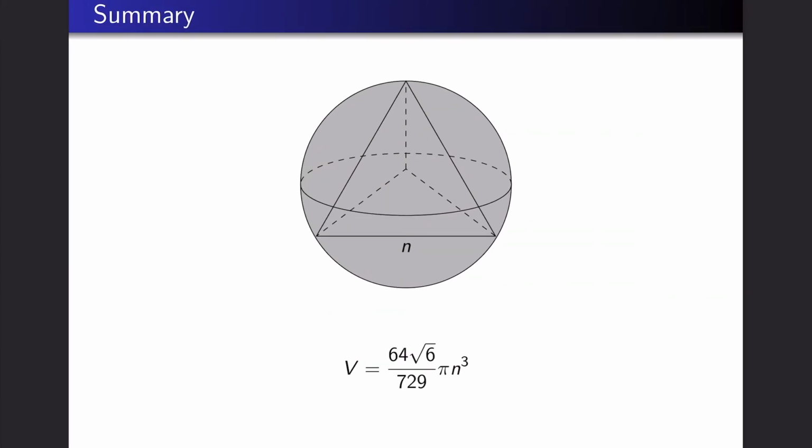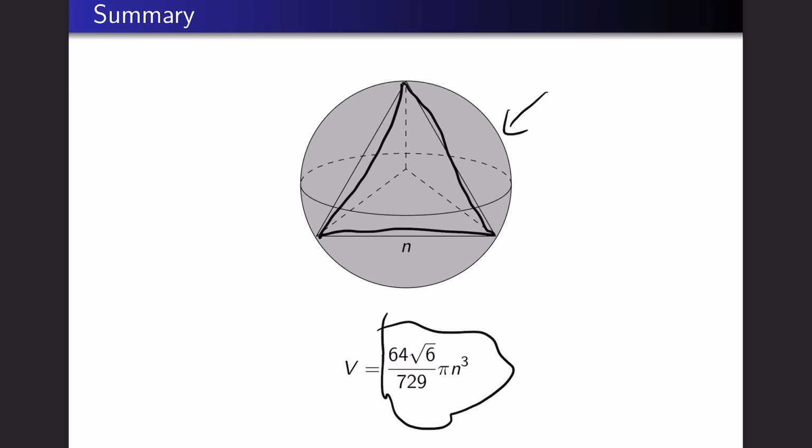Here's our summary. So what is the volume of a sphere that contains an equilateral triangular pyramid inside, of which the sides are all length n? Well, that's just the very simple number of 64 times the square root of 6 all over 729 pi n cubed. Whatever n is, just cube it and multiply it times this.